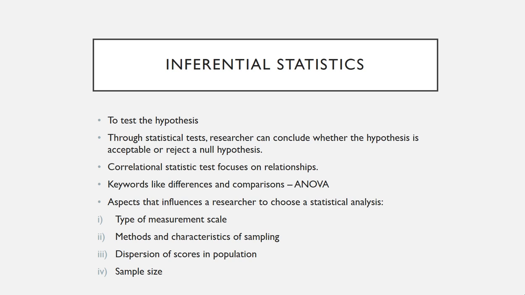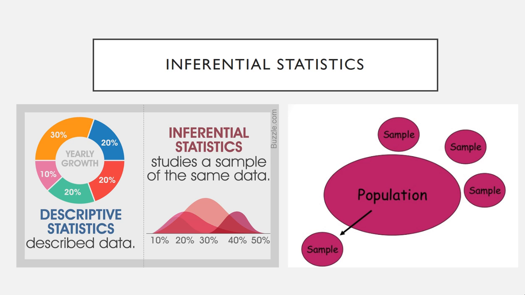Aspects that influence a researcher's choice of statistical analysis: one is the measurement scale, whether nominal, ordinal, interval, or ratio. Then the methods and characteristics of your own samples, and the dispersion of scores in the population, and sample size. Inferential statistics studies a sample of the data. Descriptive statistics describes and displays the data, while inferential statistics studies a sample for you to make inferences.